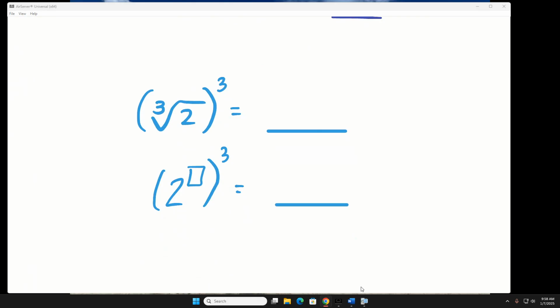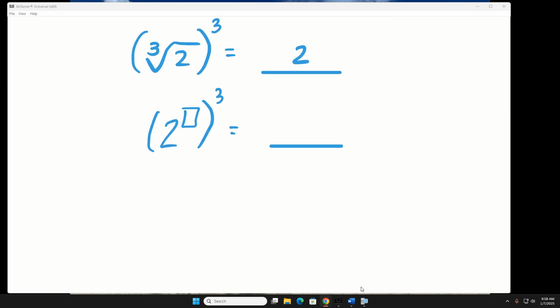Okay, so let's think about some other roots. So if I take the cube root of 2 and I cube it, what do you get? 2. The cube gets rid of the cube root. They're inverse operations. Okay, so if the cube root has a power, 2 to that power raised to the third means 2 to the first. So what is the rule for a power raised to a power? What do you do with those two? Multiply them. So I need to be able to multiply whatever that power is by 3 and get 1. So what would that power be? 1/3. So raising to the 1/3 means the cube root.